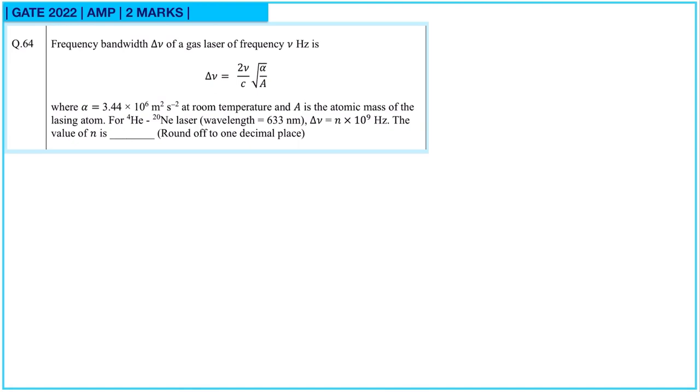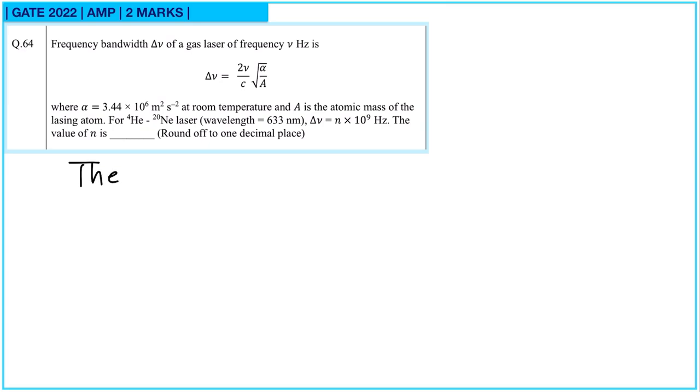The frequency bandwidth Δν of a gas laser of frequency ν hertz is Δν = 2ν/c √(α/A), where α is given at room temperature and A is the atomic mass of the lasing atom. For the 4He20Ne laser, the wavelength is 633 nanometer and Δν is n × 10^9 hertz. The value of n is.